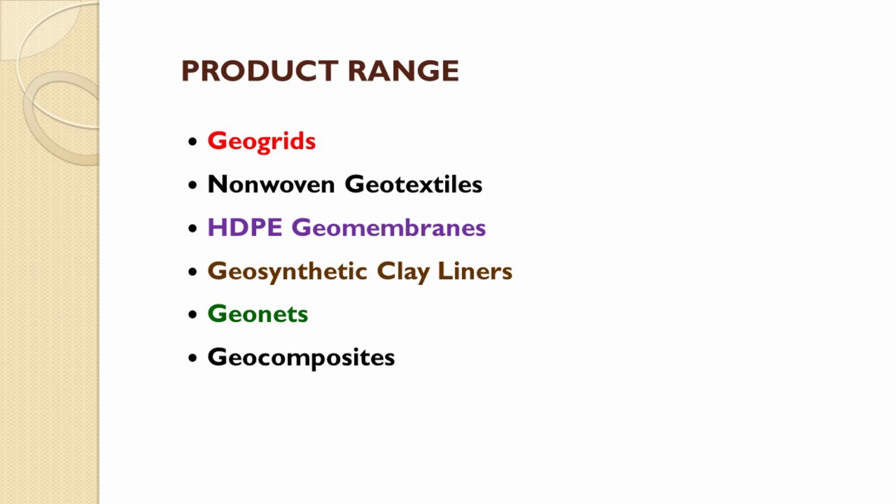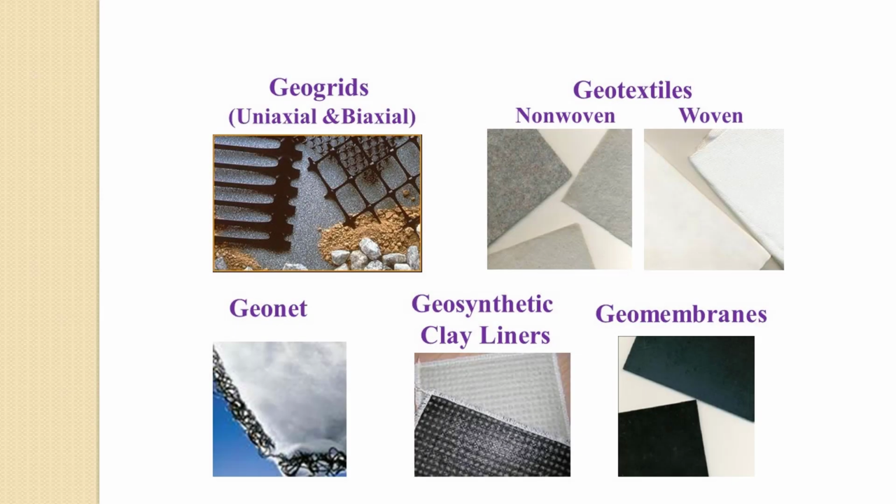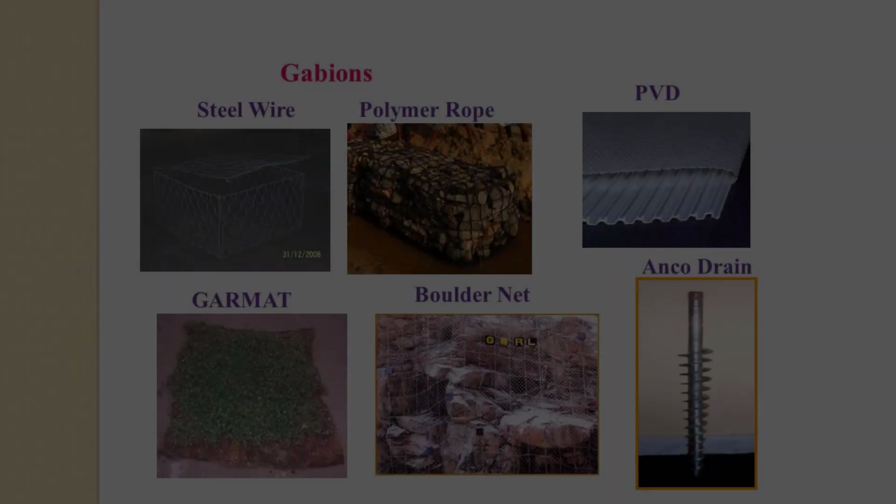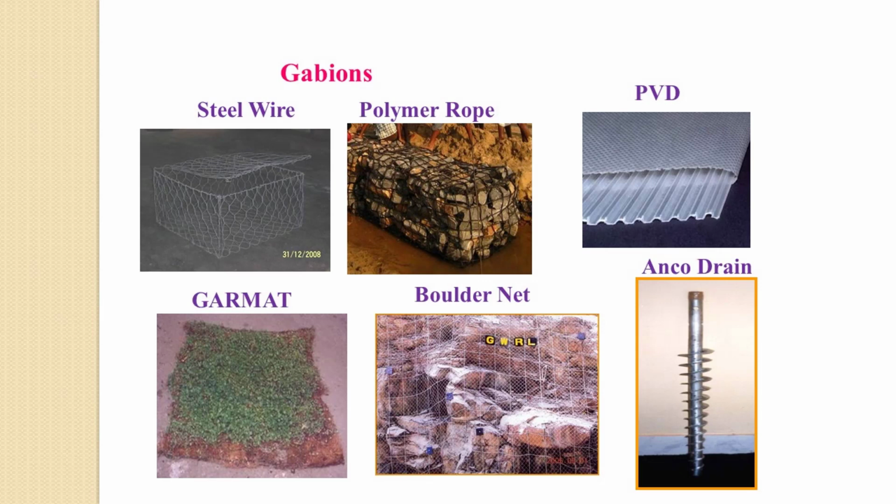So when you require more than one functional property, for laying and other advantages, we can combine them: geogrid, geotextile and geomembrane. Any 2 of the 3 can be combined together to give a composite. That we will also see. So just to give you an idea, there is a grid, there is a non-woven, there is a woven, geonet with a textile, geosynthetic clay liners and geomembrane. And steel gabion, polymer gabion, prefabricated vertical drain, RECPs, boulder net, anchor drain.